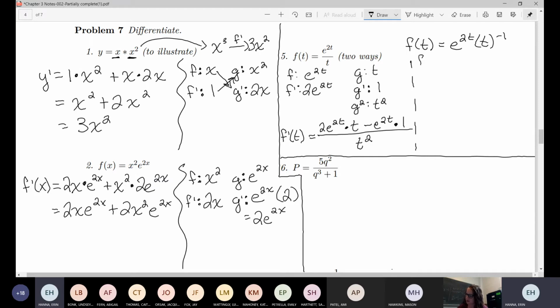But anyway, so I could do it this way, and now I treat it as a product rule instead of a quotient rule. So I have t to the negative first, and what am I doing? And then f prime and g prime. We've got 2e to the 2t. And then a power rule here would be negative 1t to the negative second.